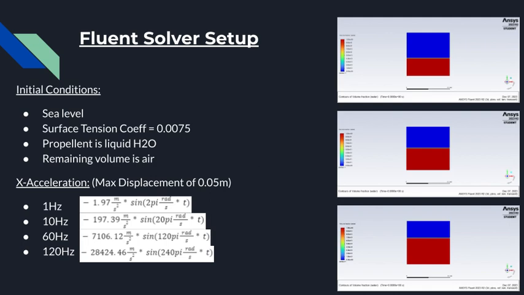Each initial volume condition was subjected to 1 Hz, 10 Hz, 60 Hz, and 120 Hz oscillations with a maximum displacement of 50 millimeters. The acceleration equations for which are listed below. Each trial showcases 0.5 seconds of fluid behavior.